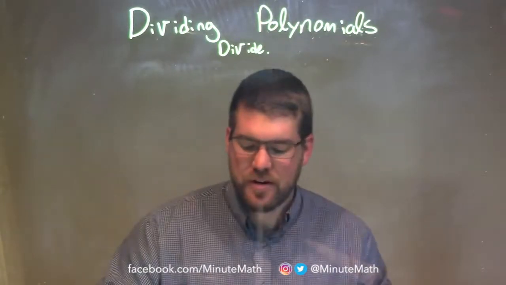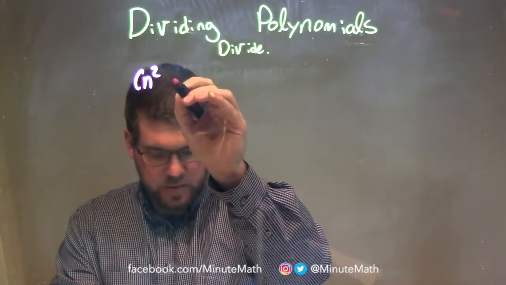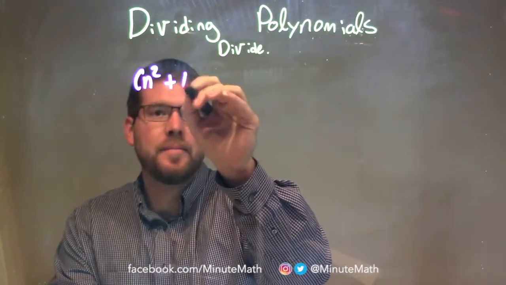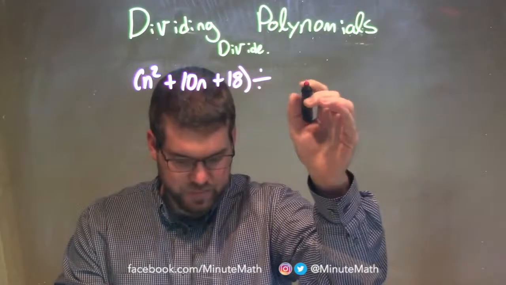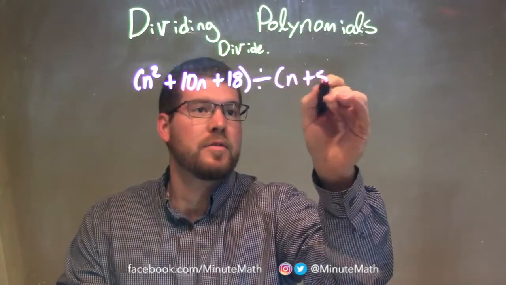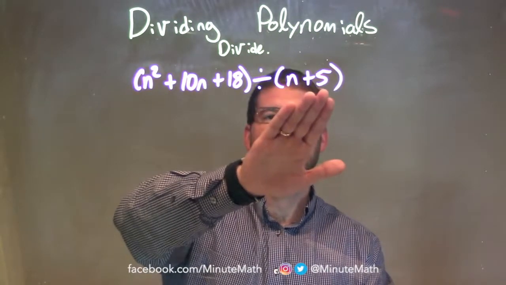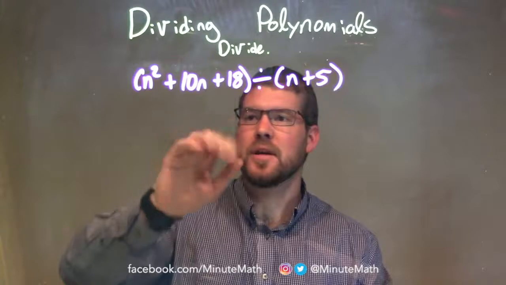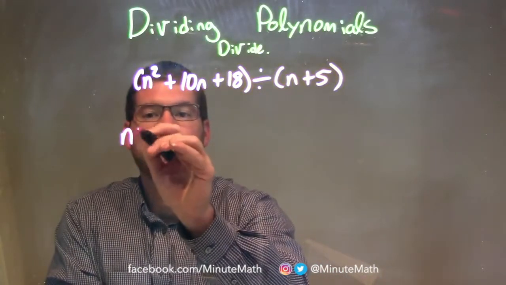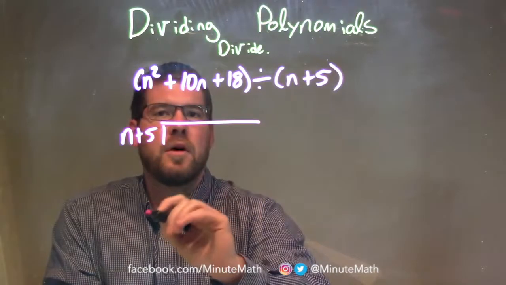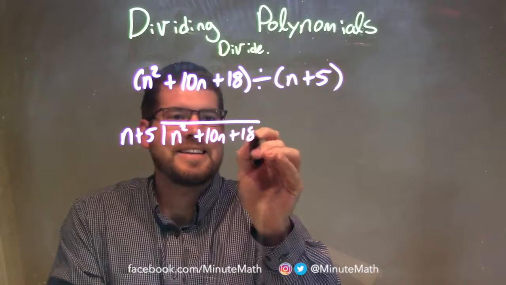So if I was given this polynomial to divide, n squared plus 10n plus 18 divided by n plus 5. Okay, so we're going to put our divisor, n plus 5, into our dividend, n squared plus 10n plus 18. So we have n plus 5 goes into, let's do long division here, n squared plus 10n plus 18.